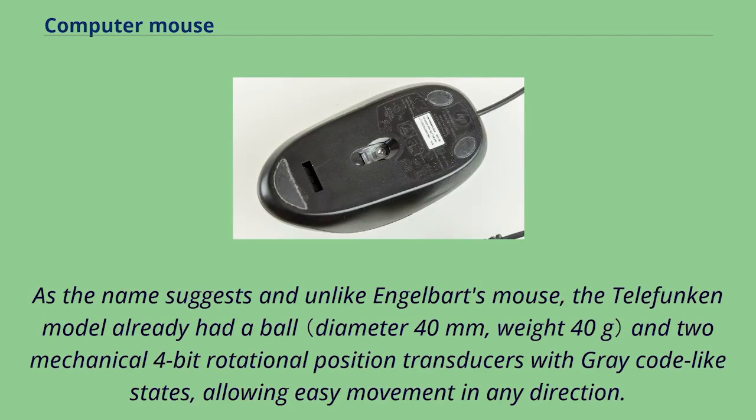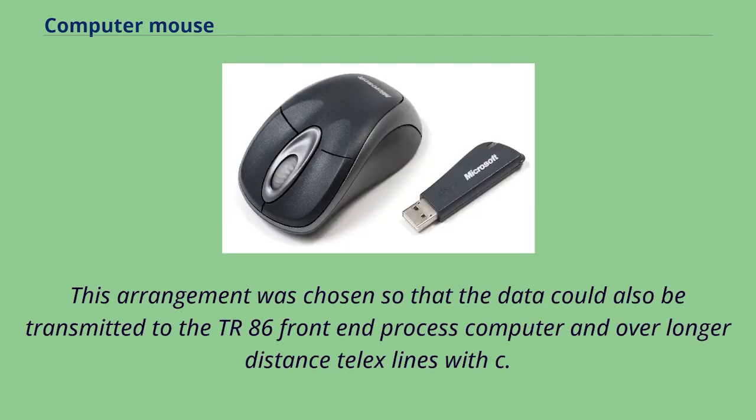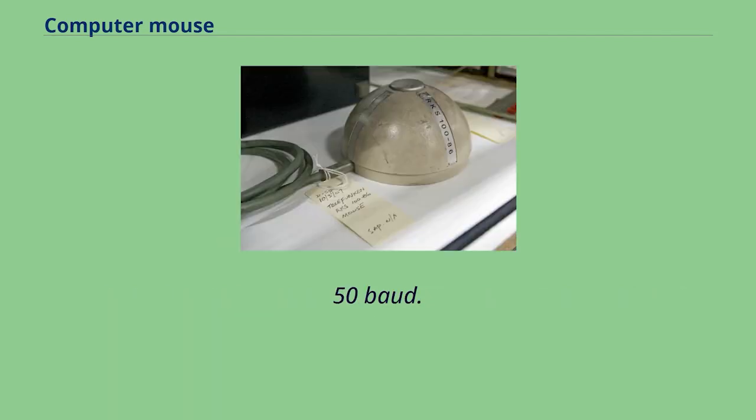As the name suggests, and unlike Engelbart's mouse, the Telefunken model already had a ball and two mechanical 4-bit rotational position transducers with gray code-like states, allowing easy movement in any direction. The bits remained stable for at least 2 successive states to relax to bouncing requirements. This arrangement was chosen so that the data could also be transmitted to the TR-86 front-end process computer and over longer distance telex lines with 50 baud.